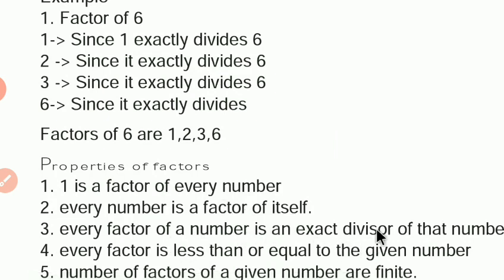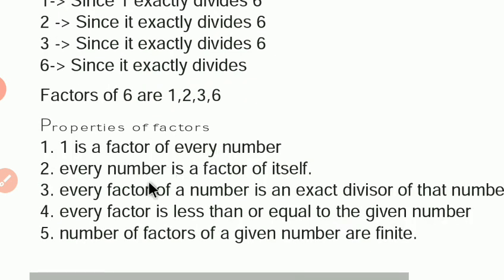Every factor of a number is an exact divisor of that number. You can see that 6 is exactly divisible by 1, 2, 3 and 6. Every factor is less than or equal to the given number. Here 1, 2 and 3 are less than 6 and 6 is equal to 6. It means the factor which we get is always less than or equal to the given number only.